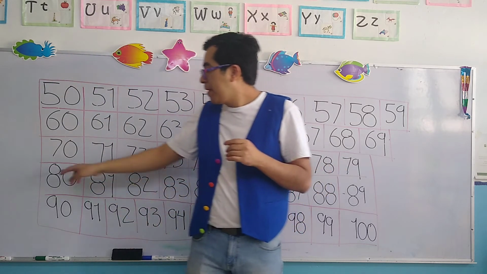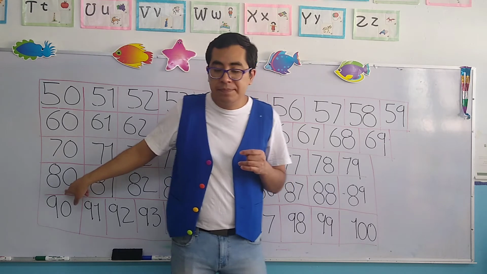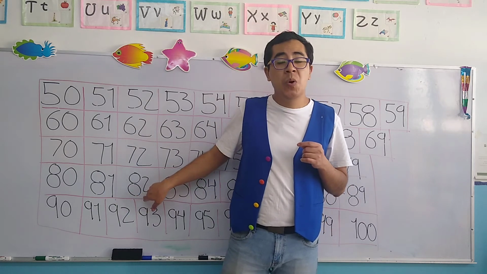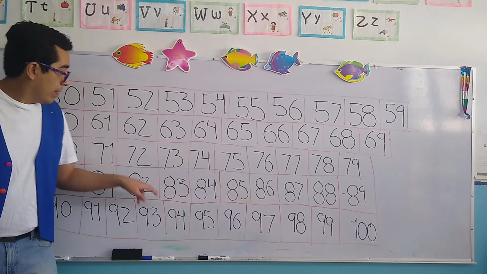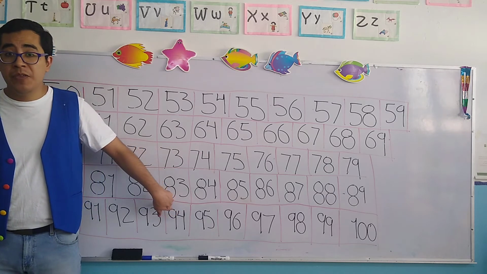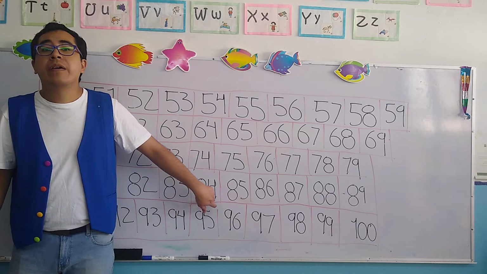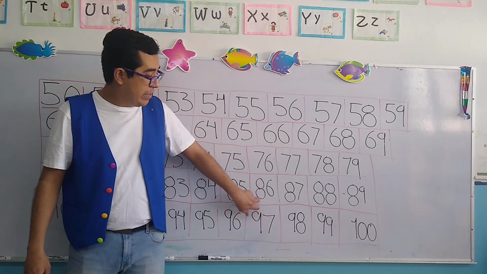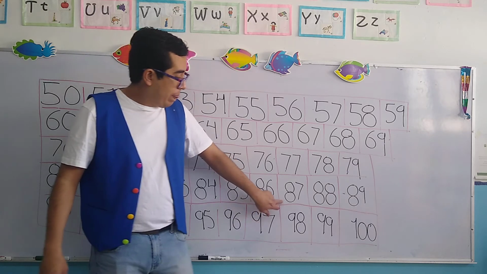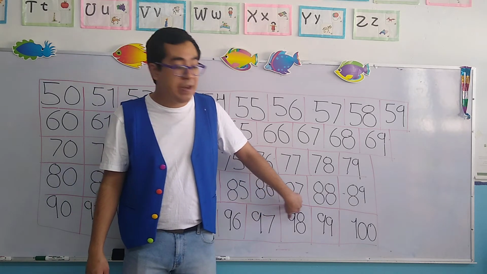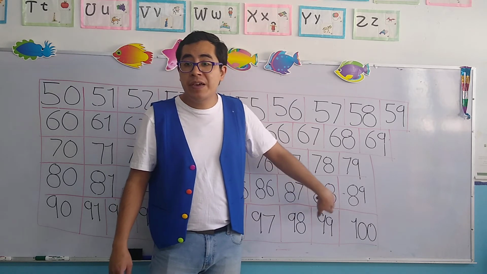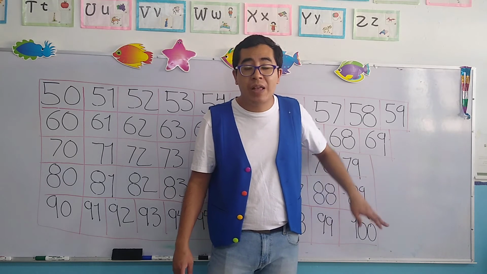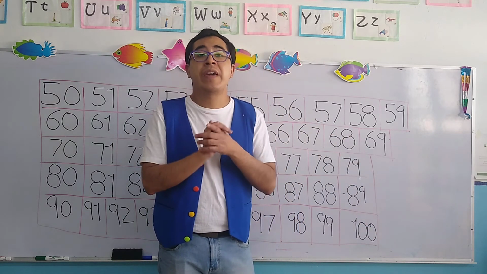Okay, let's begin. 8 and 0, 80. 8 and 1, 81. 8 and 2, 82. 8 and 3, 83. 8 and 4, 84. 8 and 5, 85. 8 and 6, 86. 8 and 7, 87. 8 and 8, 88. And finally, 8 and 9, 89, which is the last number of the family of the 80s.